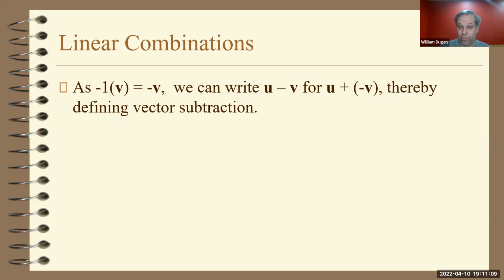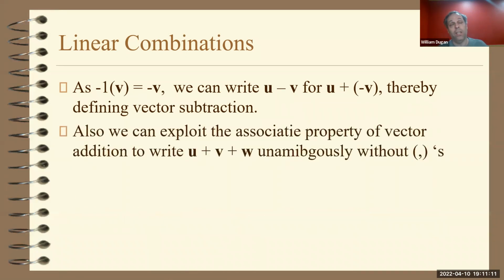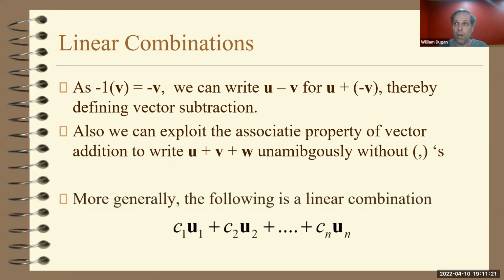But then also, since we have associativity, for u plus v plus w we don't need to use parentheses, because with associativity, we're allowed to do the addition in any order. We're guaranteed to get the same thing. So because of that, if you give me a bunch of vectors and a bunch of scalars, we can then just form this object called a linear combination.